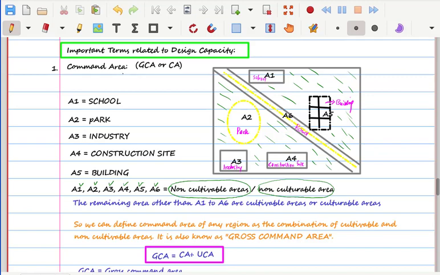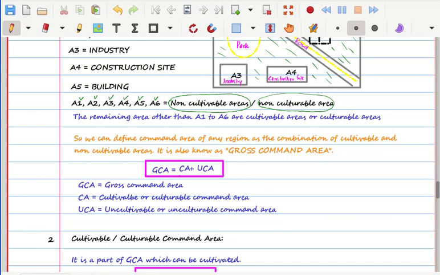So our main term is command area, right? So how can you define command area? Command area can be defined as the combination of both areas, which are non-cultivable area and cultivable area. So we can define command area of any region as the combination of cultivable and non-cultivable area. It is also known as gross command area. So mathematically, you can write gross command area is equal to cultivable command area, CCA, plus uncultivable command area. So here GCA is the gross command area, which will be equal to cultivable command area plus uncultivable command area. This is the mathematical form for the command area or gross command area.